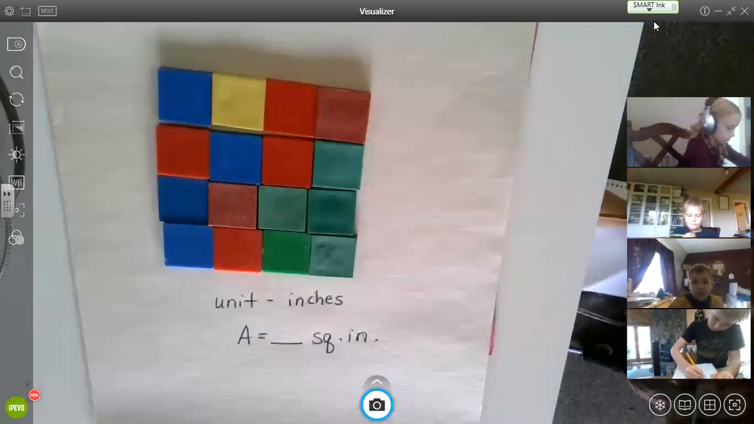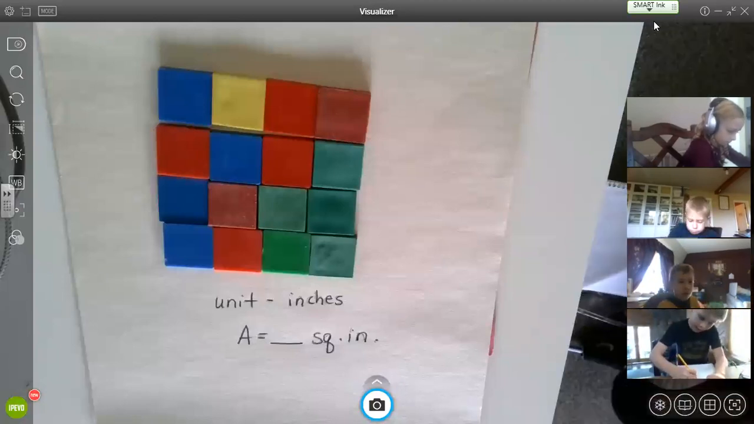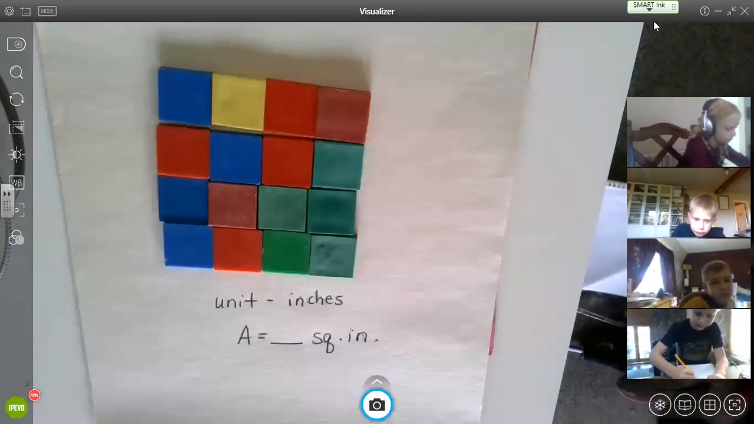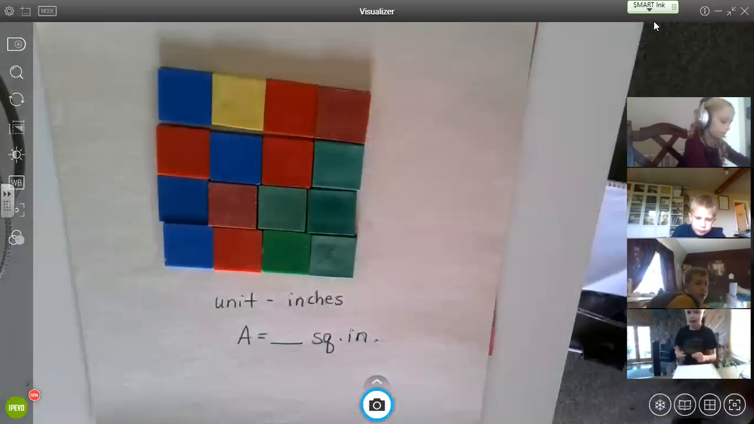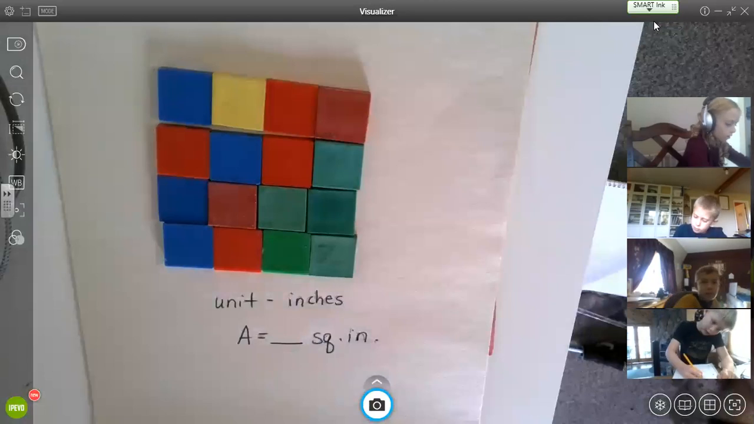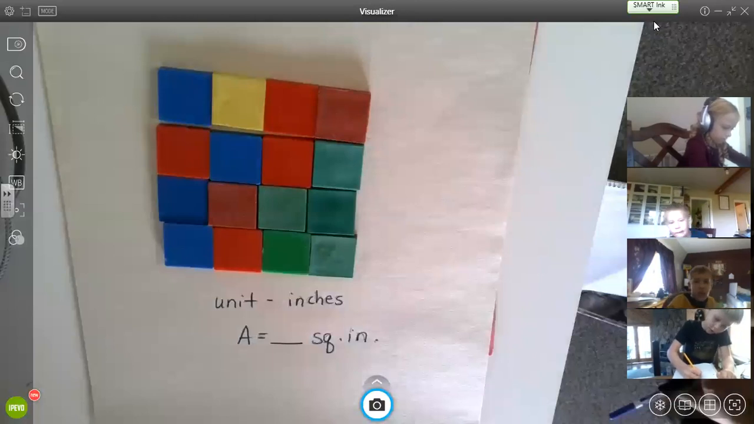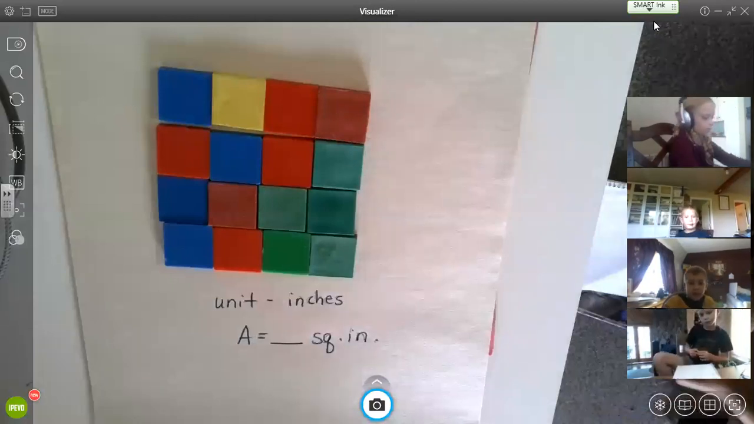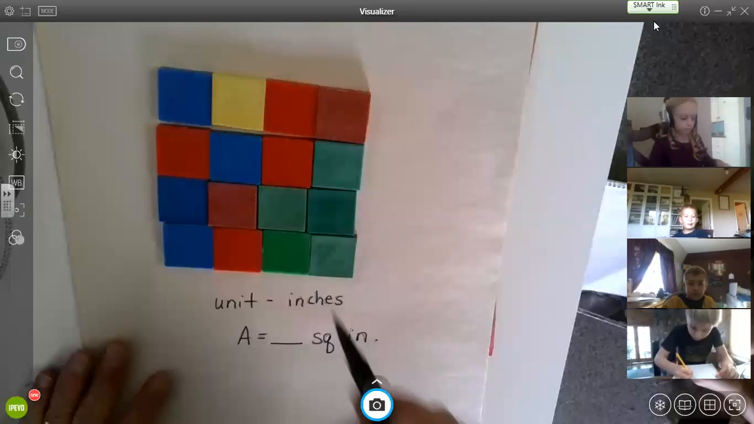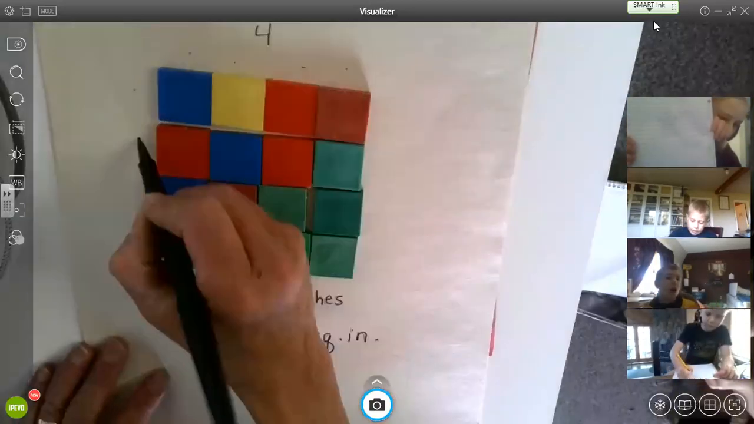All right, let's hear from Jensen. Be ready to share. What did you get and how do you know? I got 4 times 4 because I counted the 4 squares on the top and 4 squares on the right or the left, and then it's 4 times 4 equals 16.